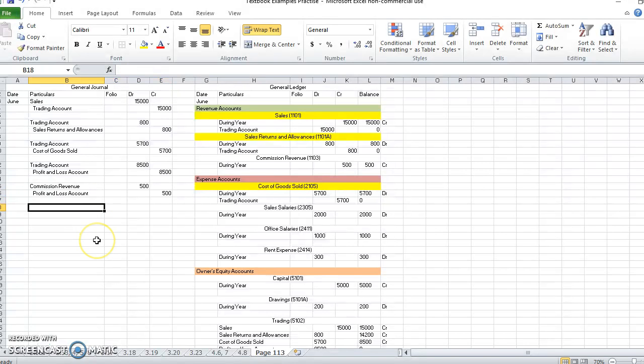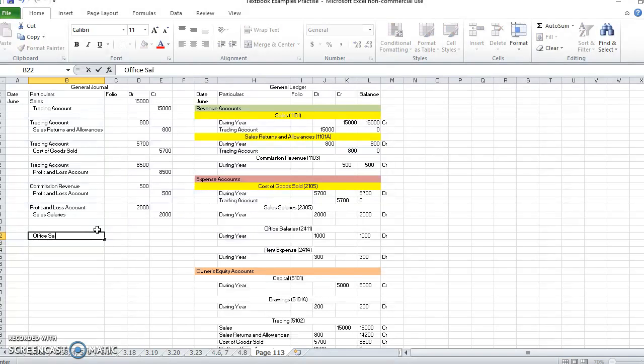Then we'll do our sales salaries, which was a debit of 2,000. So we will credit it for 2,000. And we'll do our profit and loss account. After sales salaries, we've got office salaries, which is a debit of 1,000. So we will credit it for 1,000. Copy this one down, make it faster.